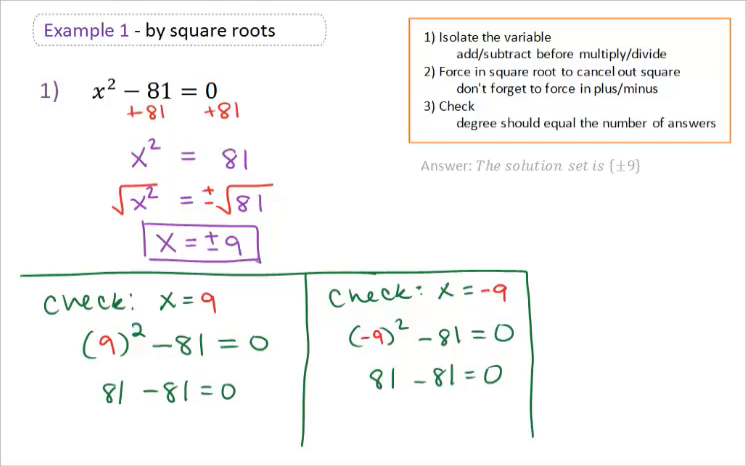Following the steps, we isolated our variable, forced in the square root, which also forces in a plus or minus, and then we checked our answers. If you'd like to review how we did this one, you can go back and watch it on video 1.